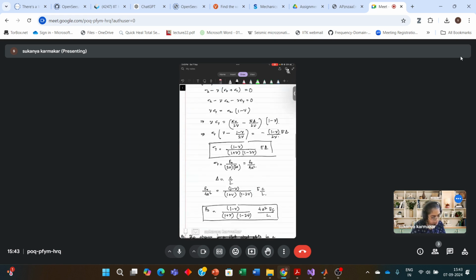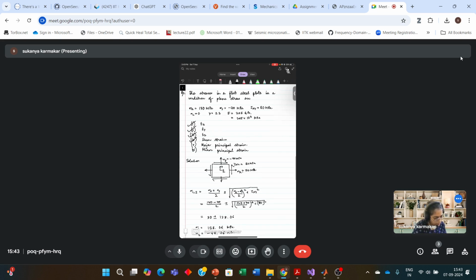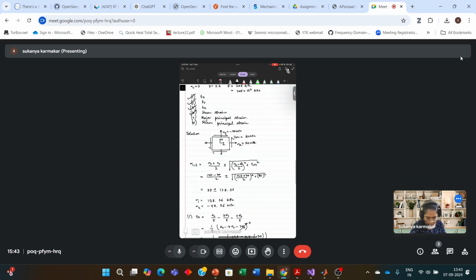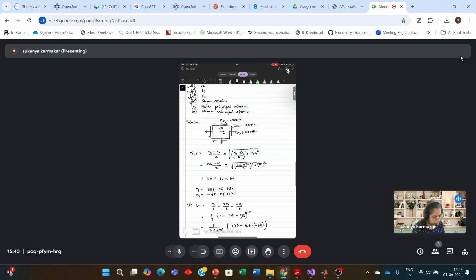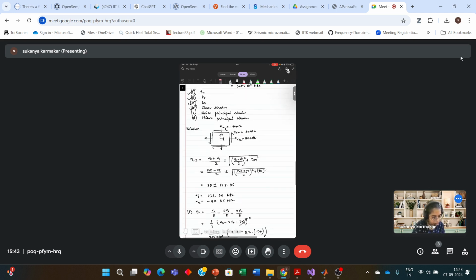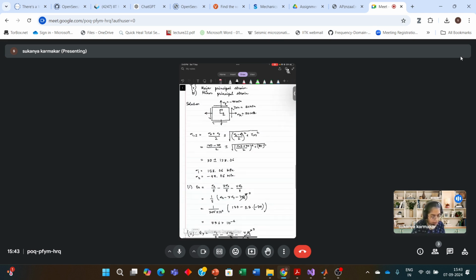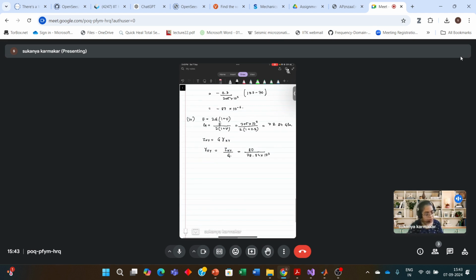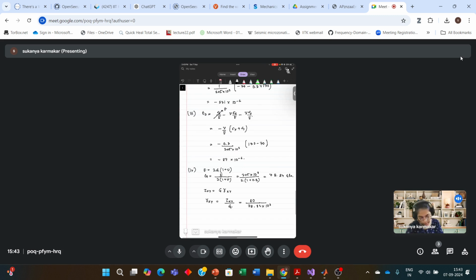in this question, was there any point of calculating the principal stresses? I don't think so. There is no point of calculating the major and minor principal stress. Then you have to find the major principal strain and the minor principal strain. Now you know epsilon x, epsilon y, epsilon z, and gamma xy.